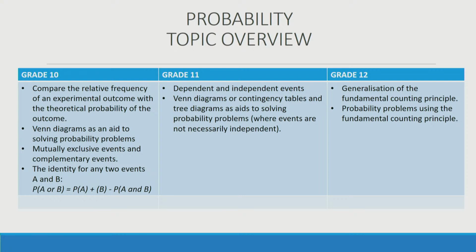And then in grade 11, we dealt with dependent and independent events, as well as Venn diagrams, contingency tables, as well as tree diagrams. Those are the topics that were mainly assessed in grade 11. And then in grade 12, the generalization of the fundamental counting principle. So that's one of the main topics that you did in grade 12 under probability, as well as probability problems using the fundamental counting principle. So in a nutshell, what I will be doing is just go through past exam questions that are under probability.